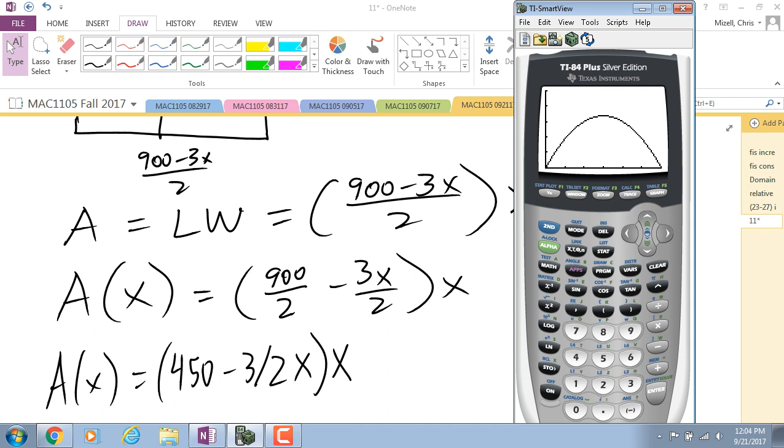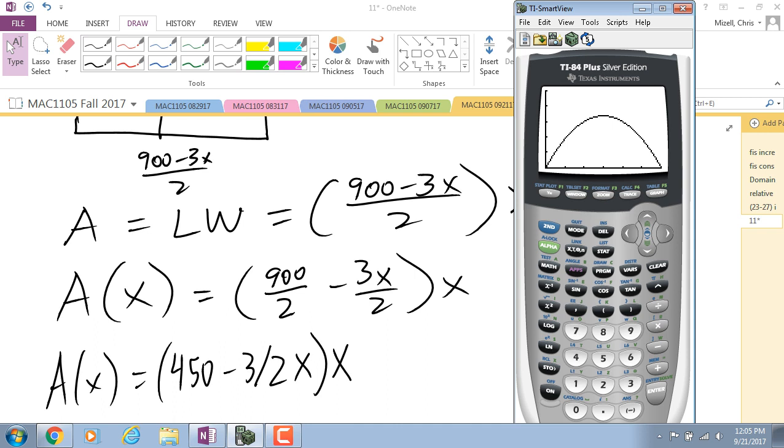So at 0 and at 300, all the way to the left, all the way to the right, we get 0 area. We don't want the width to be 0, we don't want it to be 300, or we have really no fence enclosure. My graph doesn't look like that.